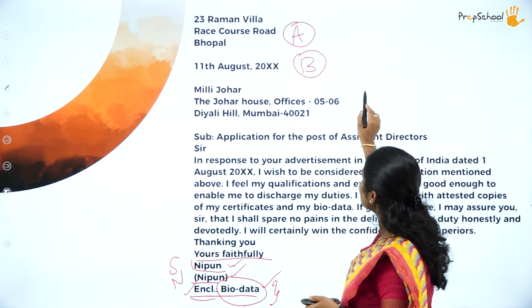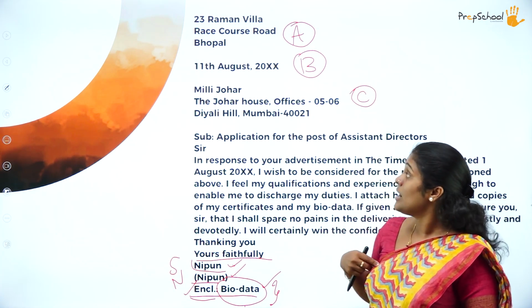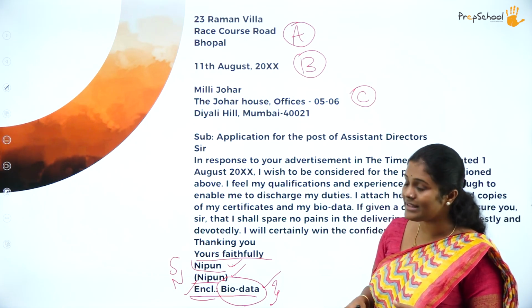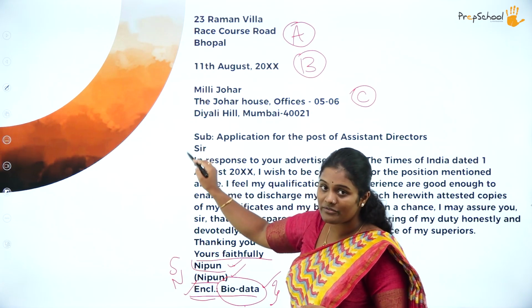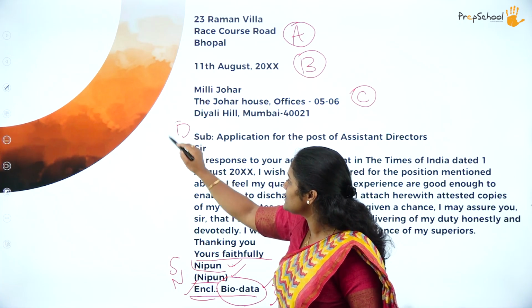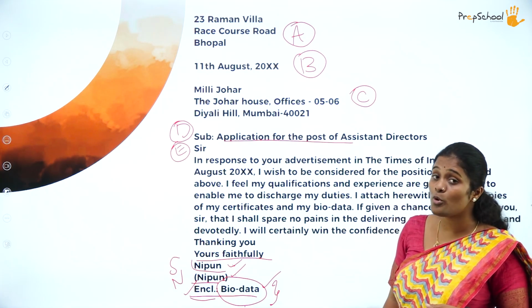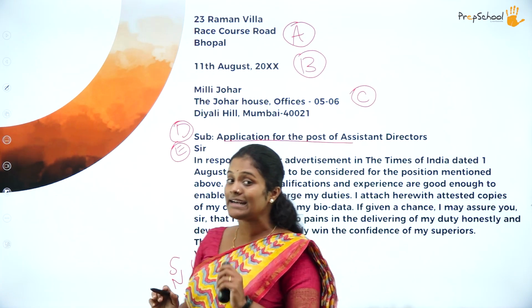Remember? So this is the receiver's address. What was the receiver's address that was given in the question? It is Milli Johar, the Johar House Offices, Diali Hill, Mumbai. That is the receiver's address. That is also done. Now over here we can swap these two things, right? So this is D, subject. E is salutation, sir. What's the subject? Application for the post of assistant director. Subject is very crisp and clear.